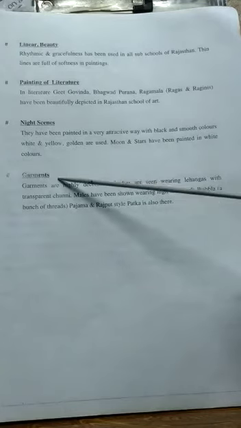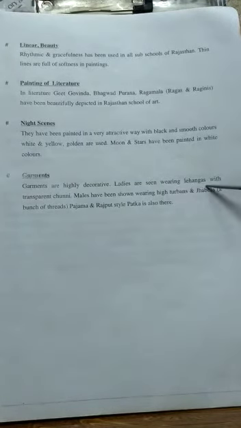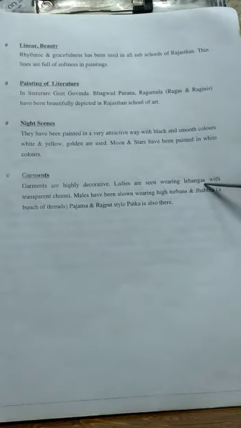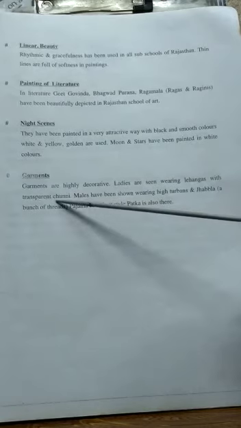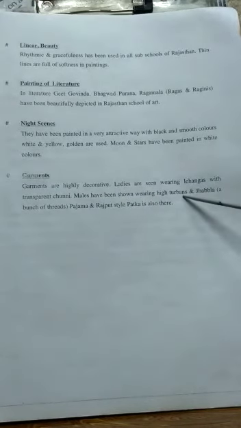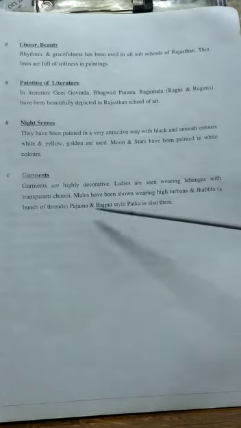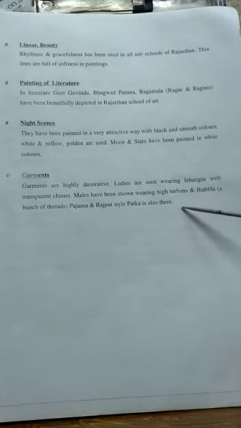And the garments, beautifully depicted. Garments are highly decorative. Ladies are seen wearing lehenga with transparent chunni or dupatta. Males are shown wearing high turban, jama, a bunch of thread made of cloth, pajama, and the Rajput style of patka is also there.